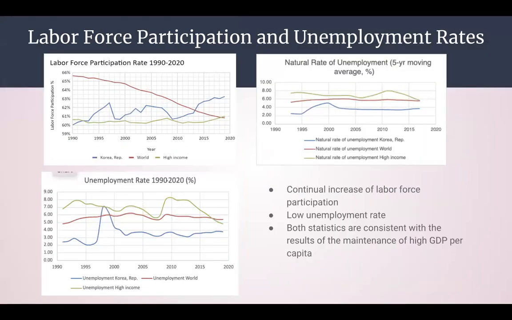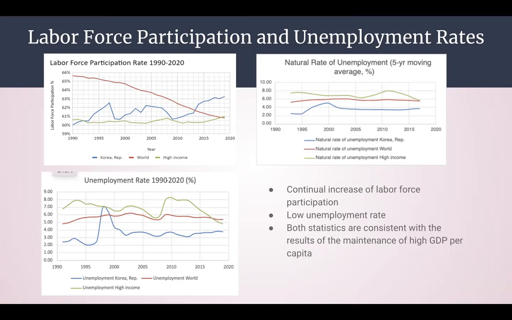Now, this maintenance of high GDP per capita can be reflected from the labor force participation and unemployment rates of Korea. Taking a look at South Korea's labor force participation graph, South Korea's labor force rate has increased a lot since 1990. While it crossed the world average in the early 2010s, South Korea is well above that of some high-income countries. Further looking at South Korea's unemployment rate graph, it seems like South Korea has a relatively consistent low unemployment rate, which indicates good utilization of its workforce.